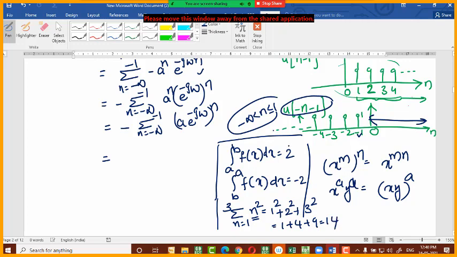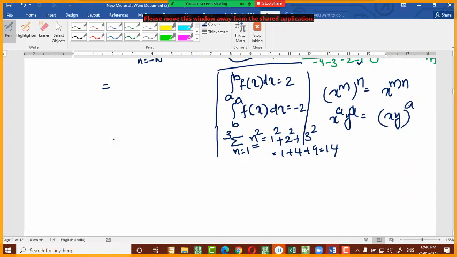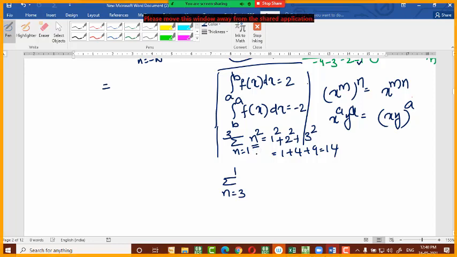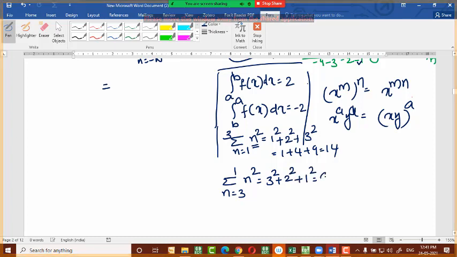Now you perform this one. Sigma n from 3 to 1. Okay, same thing we are doing. Here integral a to b, integral b to a: here you got 2, here you got minus 2. But if you take sigma 1 to 3 with the function n square, we got 14. Now we are changing the limits, lower limit is 3 and upper limit is 1. Again the same function n square. Now lower limit is 3, so 3 square, plus the next one is 2, then 1. Here you will get 9 plus 4 plus 1, again 14 only.